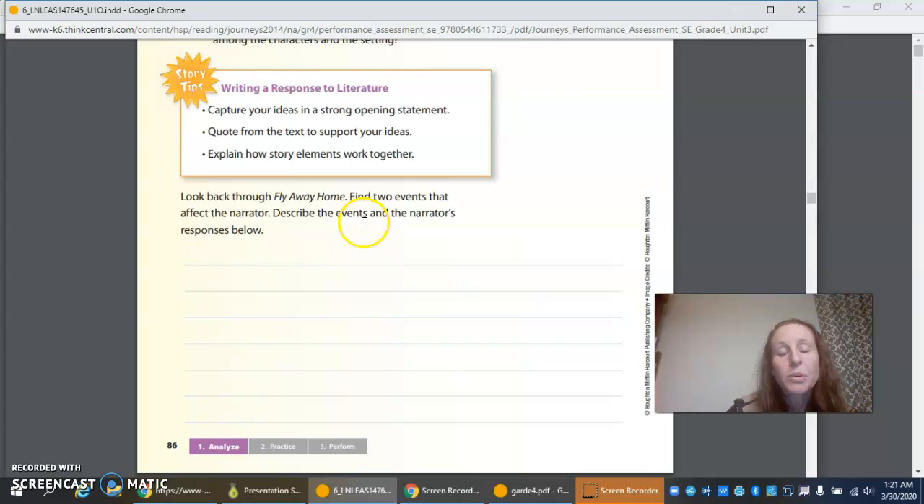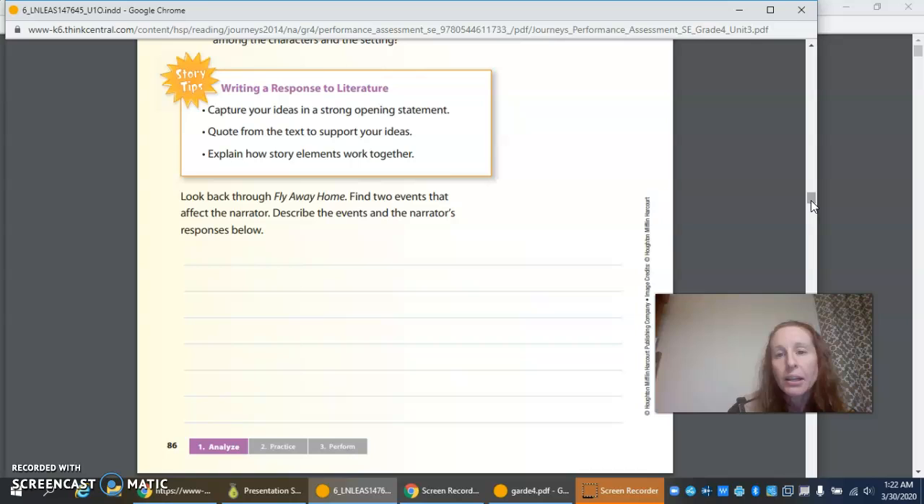You're going to, and this will be in the doc, find 2 events that affect the narrator. Describe the events and the narrator's responses below. So affect the narrator. What does that mean? It means something that you can tell made the narrator stop and think, made the narrator happy, made the narrator upset, something that moved him emotionally, something that he had feelings over would be something that affected him. Okay? All right, and then that's where you'll stop.